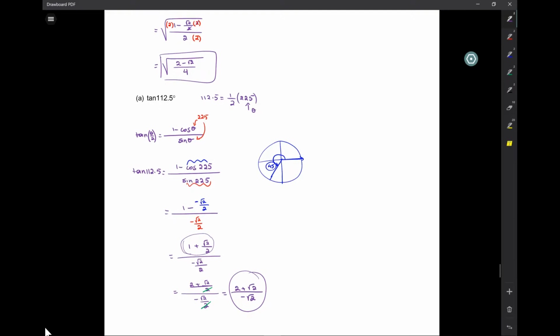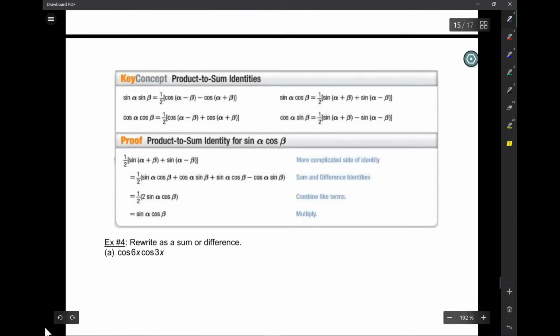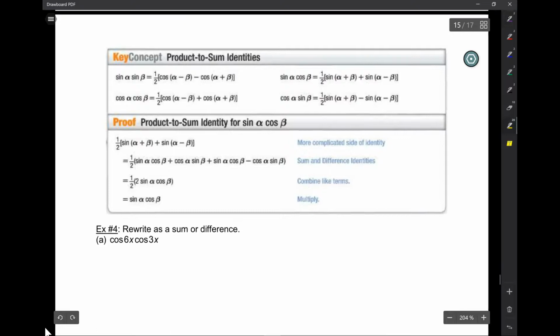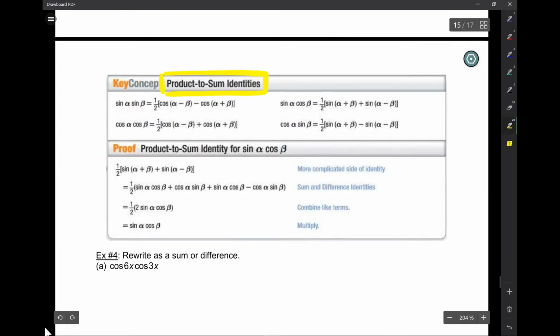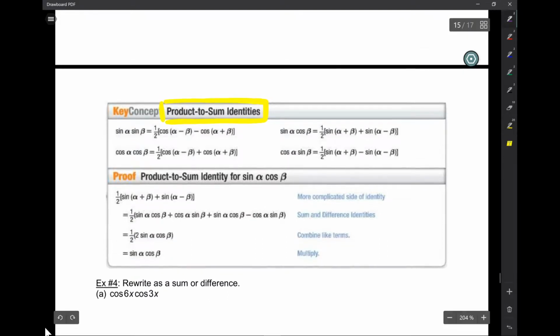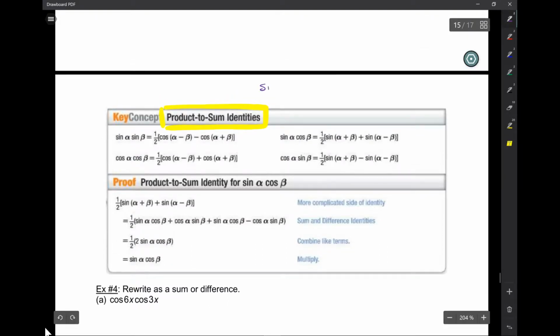Okay, so for the next one, we have a whole new identity. These are called product to sum identities. Take a look at when we use these. We use these when you have, for example, sine of an angle times sine of a different angle, cosine of one angle times sine of another, or sine of an angle times cosine of a different angle.